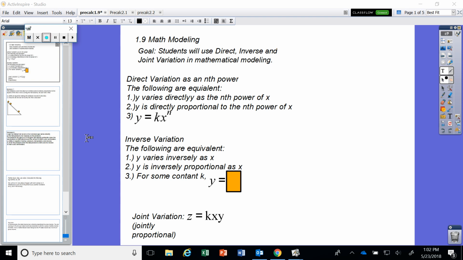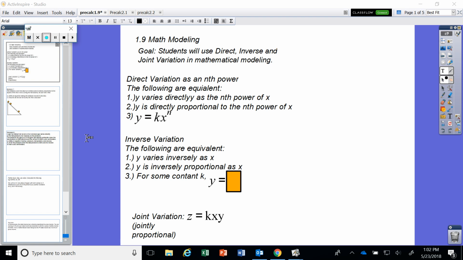So first and foremost, direct variation. What is direct variation? The biggest key for direct variation, in my opinion, is that y is directly proportional to the nth power of x. That's probably the easiest way to think about it. So it's directly proportional to the nth power of x, so as things are changing in x, it is directly affecting what is happening to y.